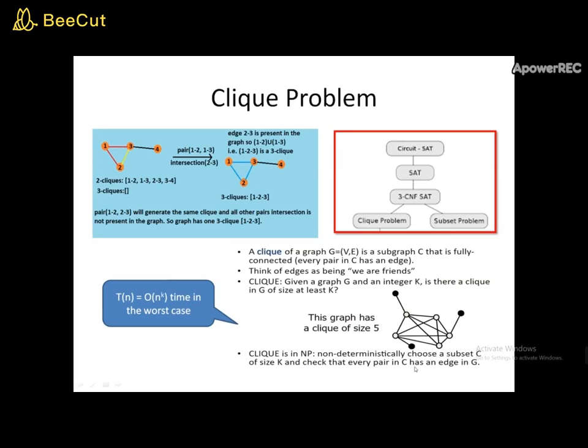Now we are not here to prove that the clique problem is NP complete, but our intention is to prove that 3CNF reduces to a clique problem. So what is the use of saying that it reduces to a clique problem? It means the complexity for the clique problem here is order of n to the power of k. What is k? K is nothing but the clique size. So when I say k is equal to 3 here, what would be the complexity of this graph? It's going to be order of n cube.